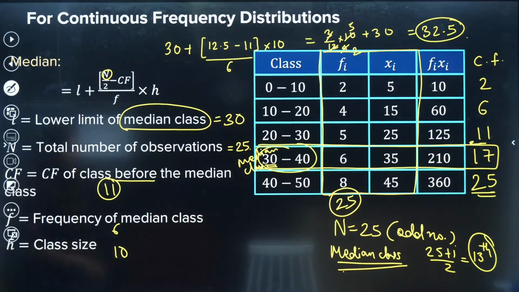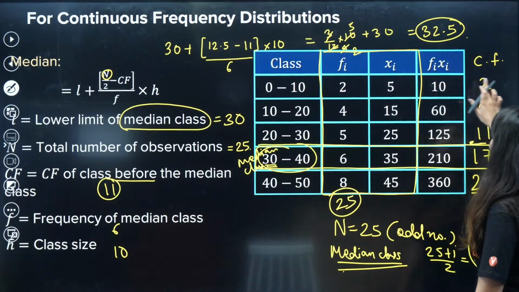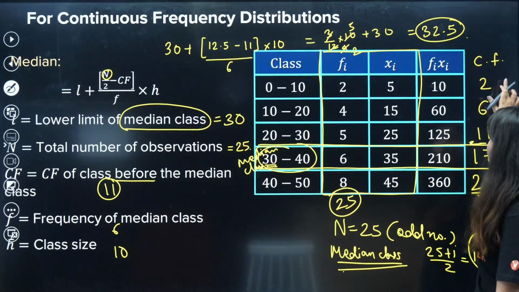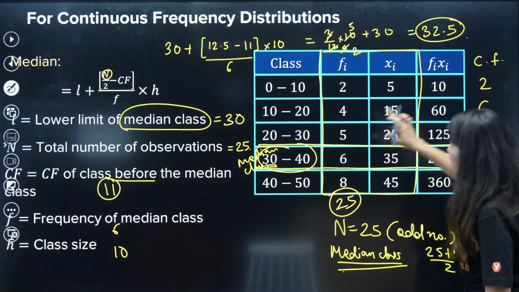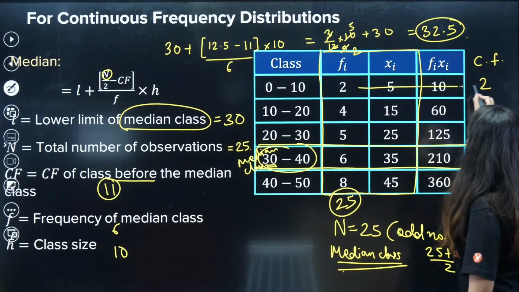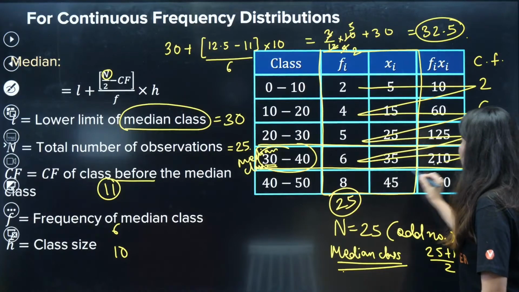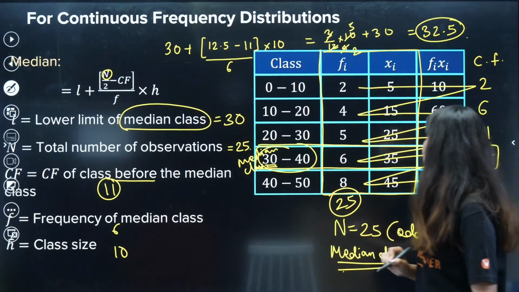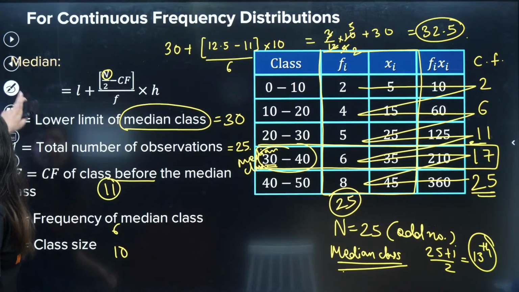Repeat cumulative frequency, ma'am. So how to calculate cumulative frequency? Just write the first cumulative frequency as it is, 2. Then 2 plus 4 is 6. 6 plus 5 is 11. 11 plus 6 is 17, zigzag. Can you see the zigzag? Like this. That's how you write.